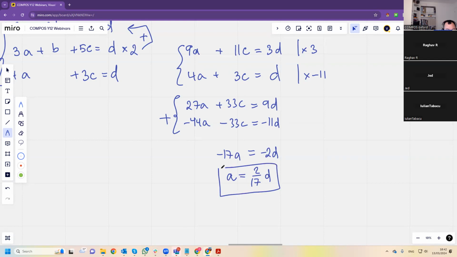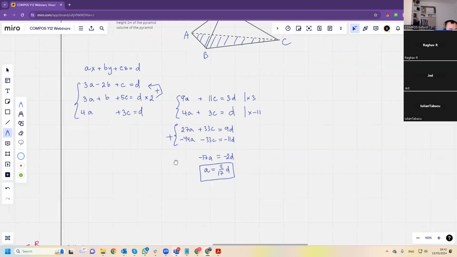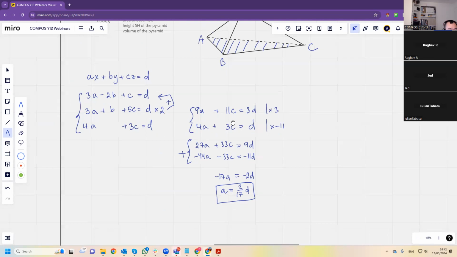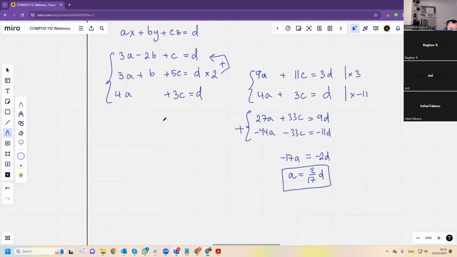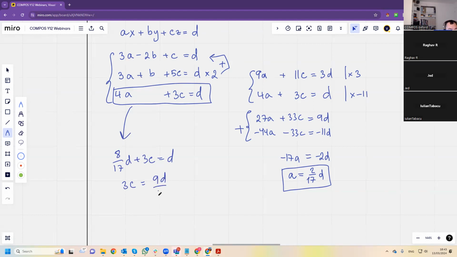Okay, not as pretty as the previous one, but we're getting there. We found a, and then we can find c. The task is to find a, b, and c in terms of d, as you remember in the previous one. Then you take this one and add it here. So a, that's going to be 2d over 17, plus 3c equals d. So 3c is equal to 17 minus 2, that is 15d over 17. So c is equal to 5d over 17.